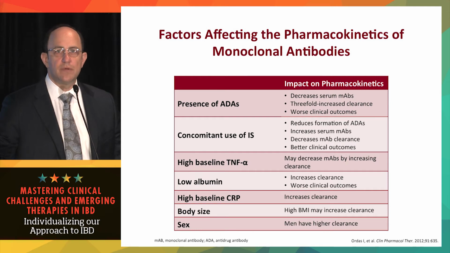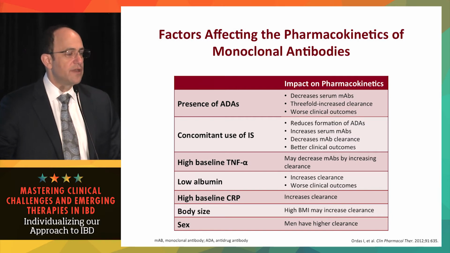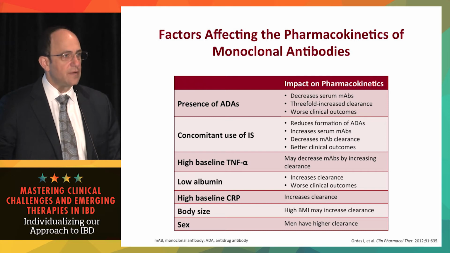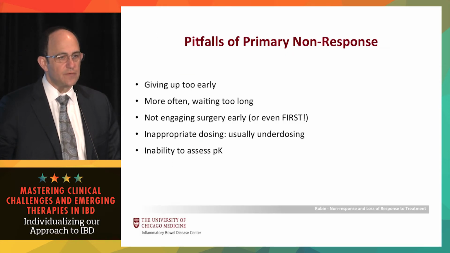The person with an albumin of 2.8 who's got an obese BMI, who's a male, who's got bad colitis and an elevated CRP, you know up front that if you're going to use your drug, you better be on your game, and you're going to probably need to use combo therapy or use higher doses when you start. So this is how you can think about trying to approach the primary non-response.